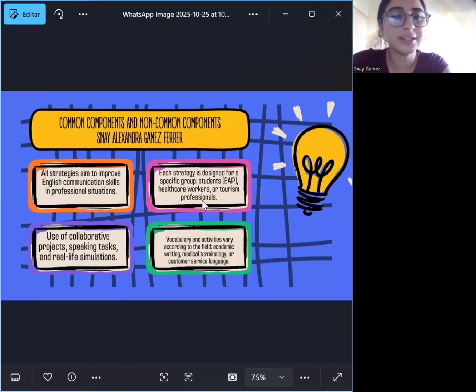Compared to my colleagues' strategies, we all share team methodologies and use real materials, but each course is tailored to a different context: customer service, medical communication, or university settings. As a group, we conclude that designing an ESP curriculum means understanding the real needs of a student and adapting English teaching to a specific context.